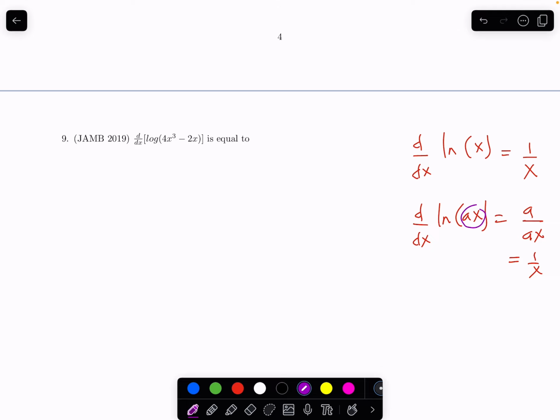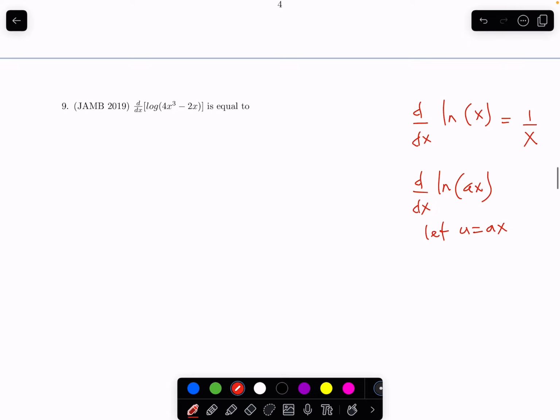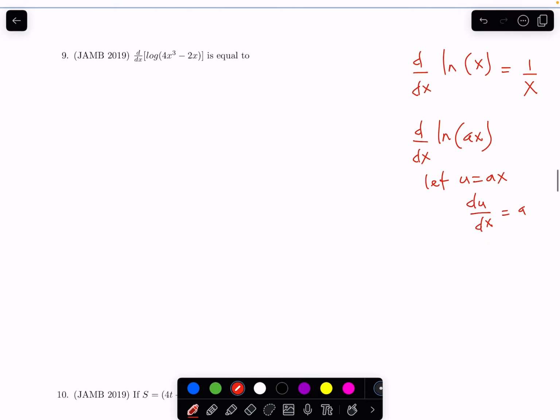Okay, so let's just use the U-substitution to clarify. This is ax, so let u be equal to ax. So du/dx is just going to be a. So I have ln u, and the derivative of ln u is just 1 over u, times a. Because my u is ax, I have a over ax. Okay, so I'm correct, 1 over x.